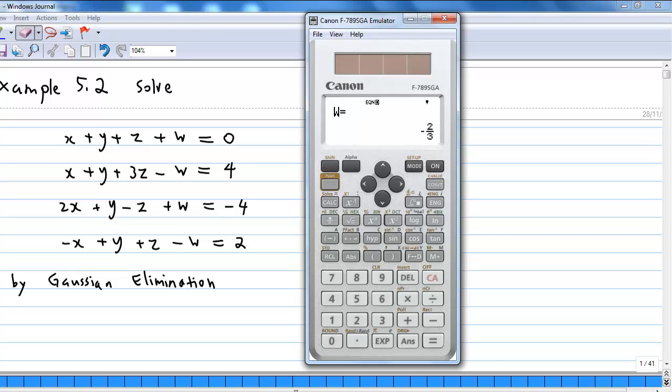The first unknown is minus 2/3. The second unknown is minus 2/3. The third unknown is 5/3. The fourth unknown is minus 1/3. Now don't get confused, because in the calculator the first unknown is w, because the equations go by w, x, y, z.